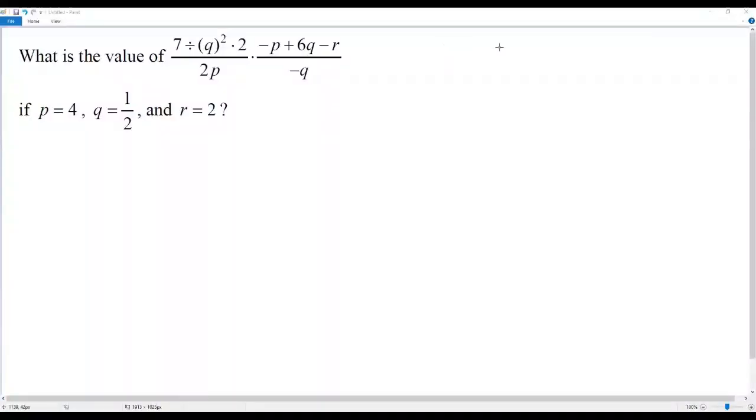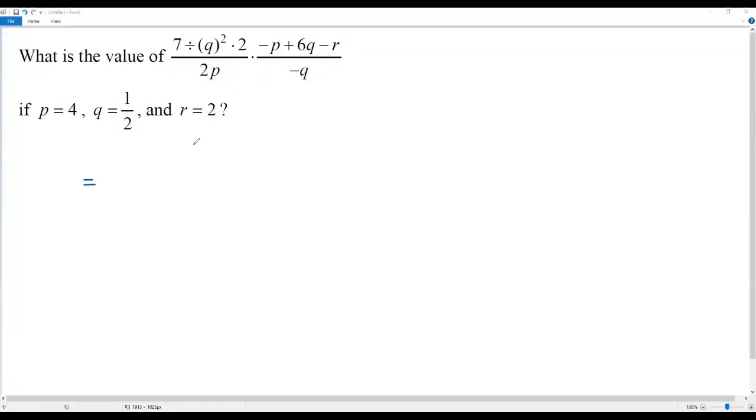Here we have a problem on evaluating expressions. That is, we have to evaluate the expression over here for the given values of P, Q, and R. So in our first step, what we need to do is plug the given values for P, Q, and R into the given expression.